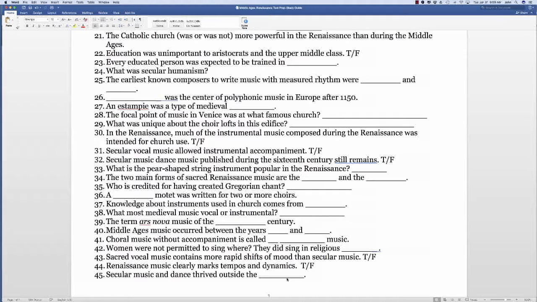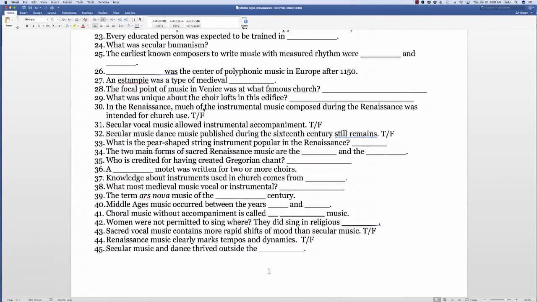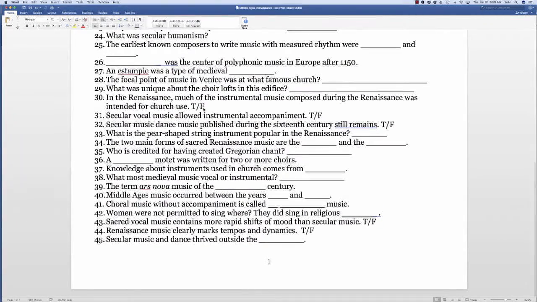22, education was unimportant to aristocrats and the upper middle class. Well, that is false, because education was actually considered to be a status symbol by the aristocrats and the upper middle class. 23, every educated person was expected to be trained in what? Music performance and in music reading. 24, what was secular humanism? It's an intellectual movement, and the movement still exists today, and it focused on human life and human life accomplishments.